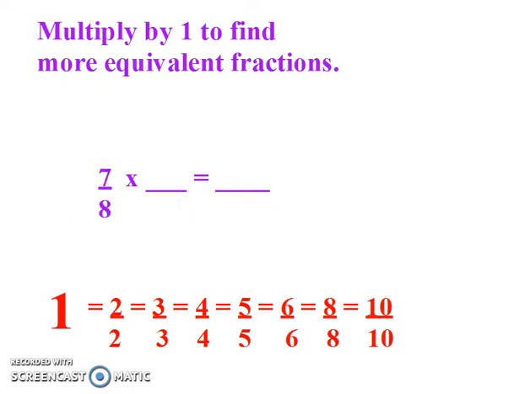7/8 times something. I'm going to try a nice easy one. I'm going to go with 2 halves. So 7 times 2 is 14. 8 times 2 is 16. Really, when I'm multiplying, I'm just being fair. I'm doing the same thing to the top and the bottom.